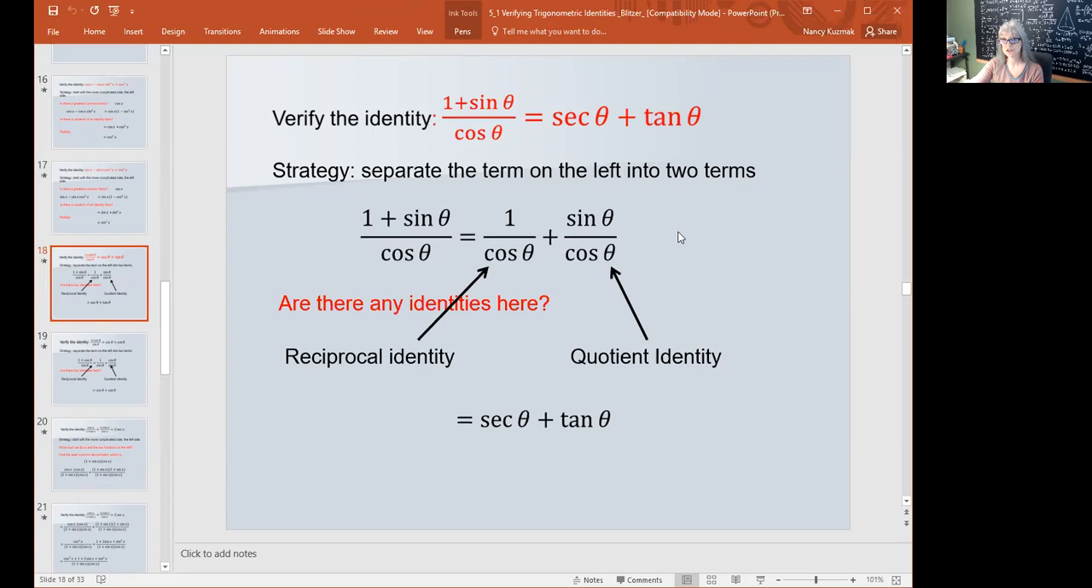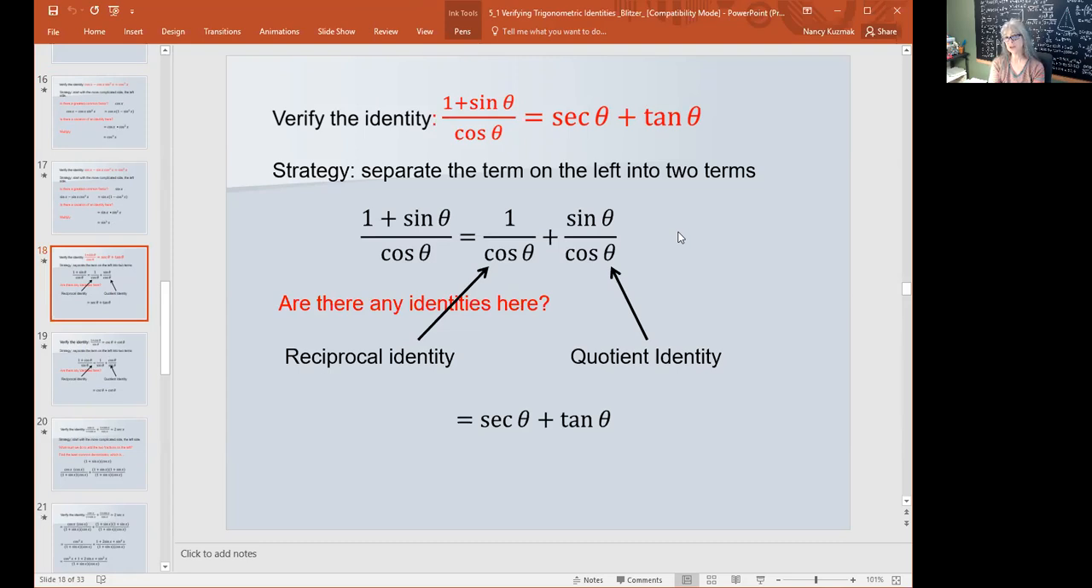All right, so let's look at this problem. 1 plus sine theta over cosine theta equals secant theta plus tangent theta. Well, I agree. I could probably go either way on this one. I might have started with the right-hand side. But let's look at what they did. To me, the right-hand side is more complicated than the other side.